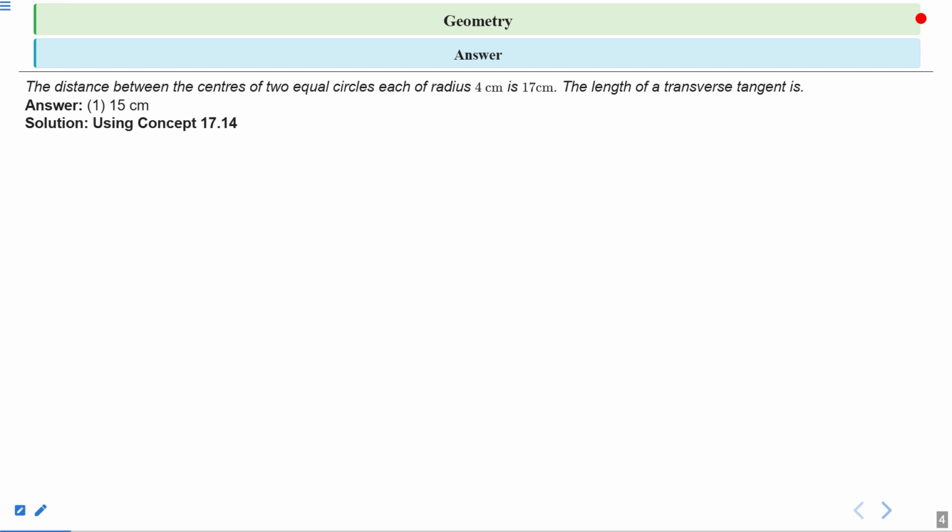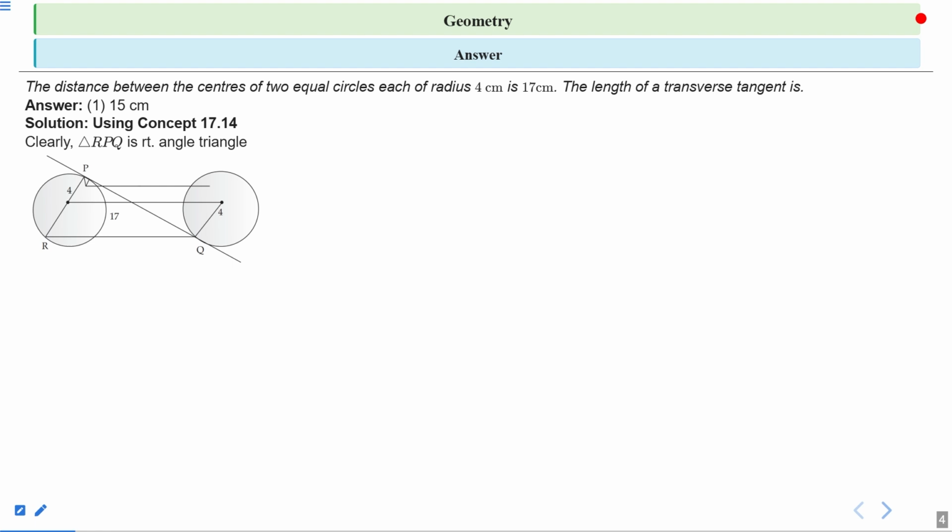Now see the detailed solution using concept 17.14. Clearly, triangle RPQ becomes a right angle triangle, as we can see in this diagram. So we can say that RQ square equals PQ square plus RP square by the Pythagoras theorem. So the length of PQ becomes under root RQ square minus RP square.